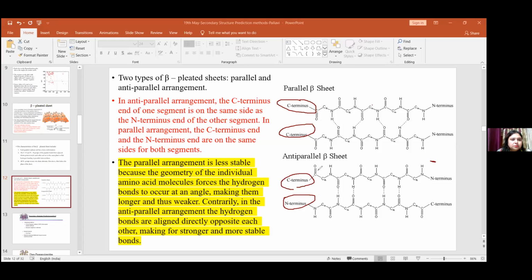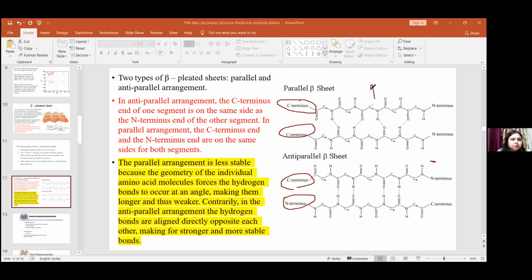So our proteins have the tendency to organize themselves into beta sheets, which could be parallel beta sheets or anti-parallel beta sheets. Parallel beta sheets are those in which the C termini of both segments face the same side. That is why it is parallel.